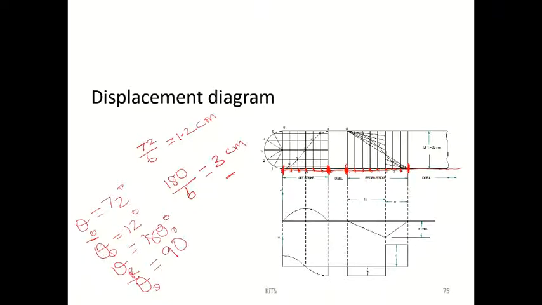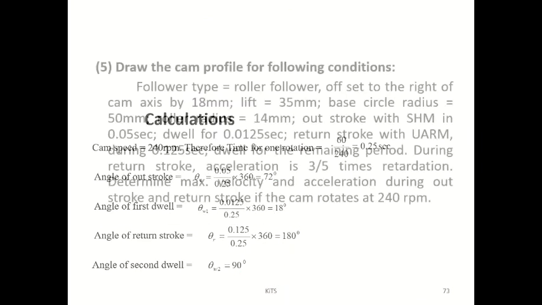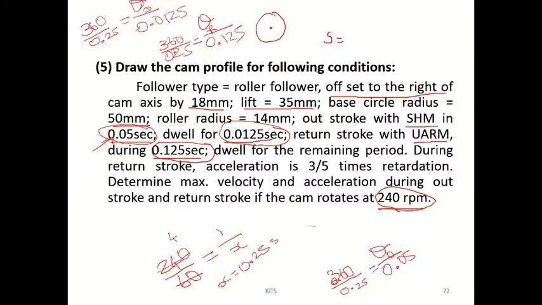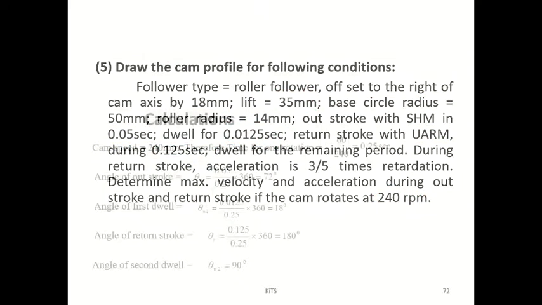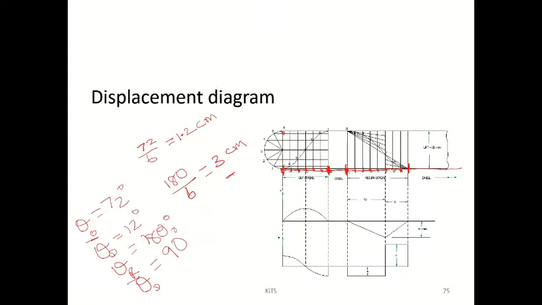Okay. Now after drawing it, this vertical height is, let us go to the question. What is the lift value they have given in the question? Lift value is 35 mm. So this vertical height is 3.5 centimeter. Okay, this vertical height is 3.5 centimeter.